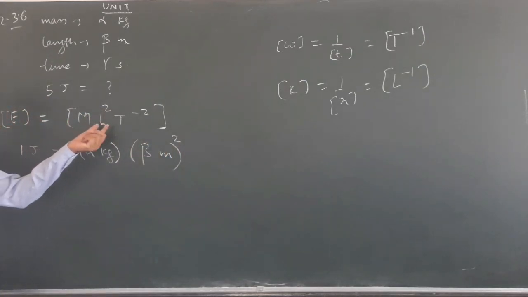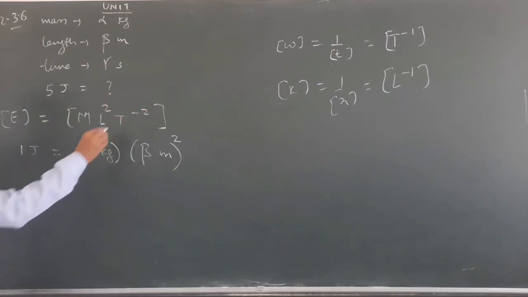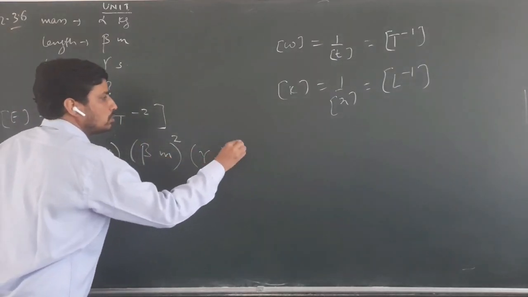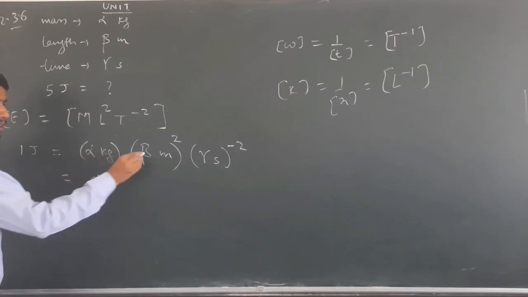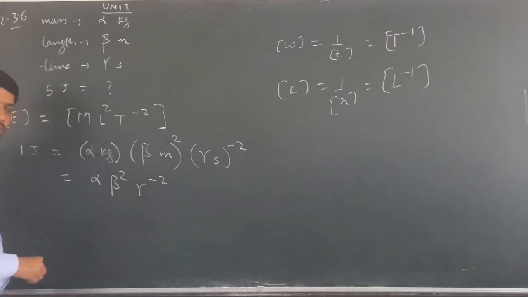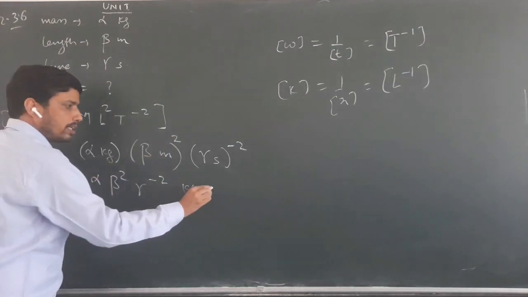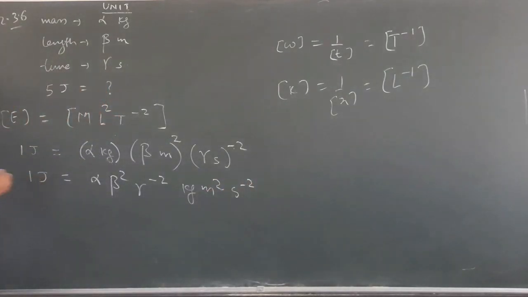So you go on writing the units for mass, length and time and fit them in this particular formula, M L square T to the power minus 2. For T, we have gamma second. Power is minus 2. That's it. So 1 unit of energy becomes alpha beta square gamma to the power minus 2, and then write the units kg meter square second to the power minus 2. This is 1 unit of energy, that is 1 joule.